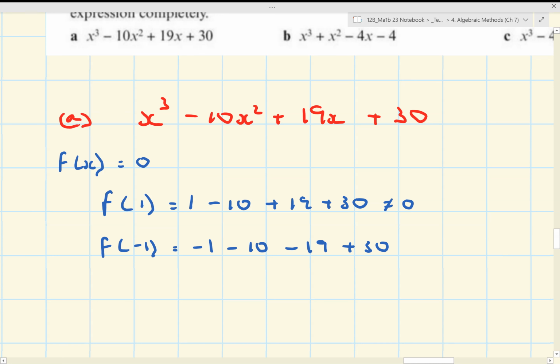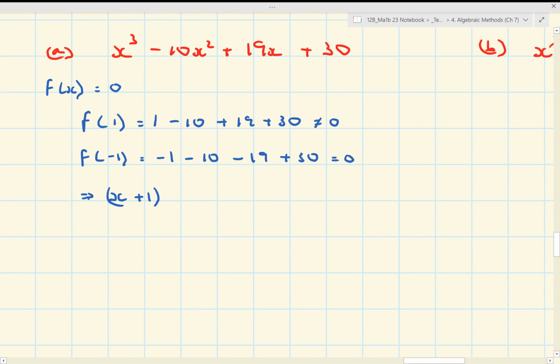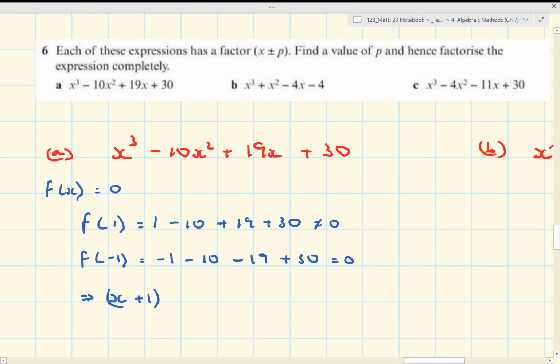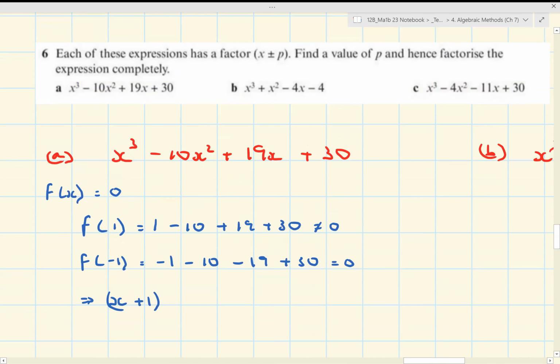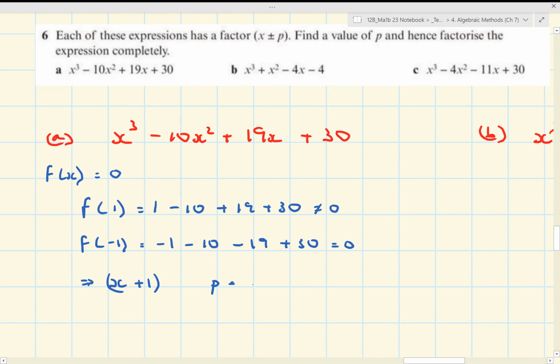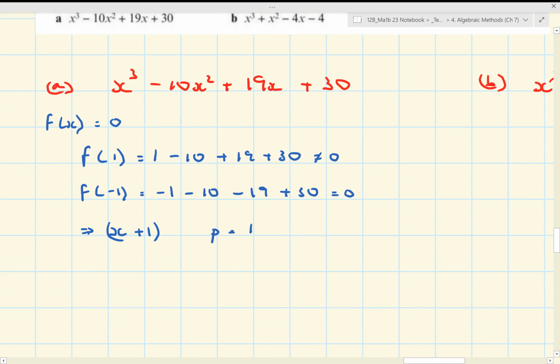And lo and behold, that does equal 0, which implies that if f of minus 1 equals 0, then x plus 1 is a factor. The question asks me to find a value of p. Done that. p is plus 1. And hence factorize the expression.